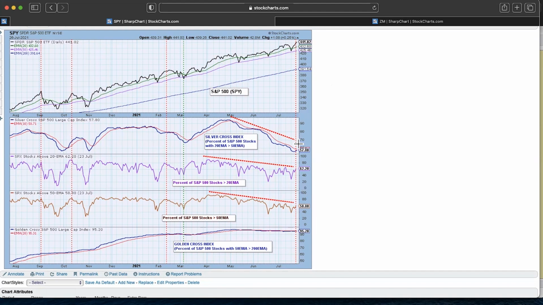So what I do is I look at the percentage on the SCI, in this case about 58%, and I compare it to these numbers. Since we have more stocks above their 20-day EMA than we have on the silver cross, with stocks having a 20 above their 50-day, that tells me that in the short term, we do actually have a bullish bias going on. I suspect it's going to be stronger after today, given the positive close.